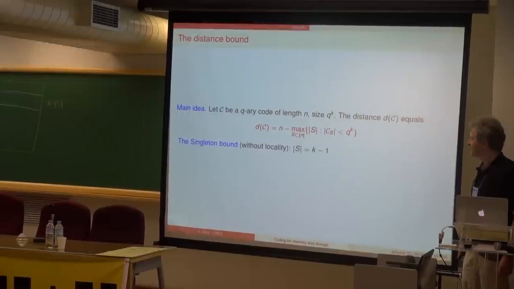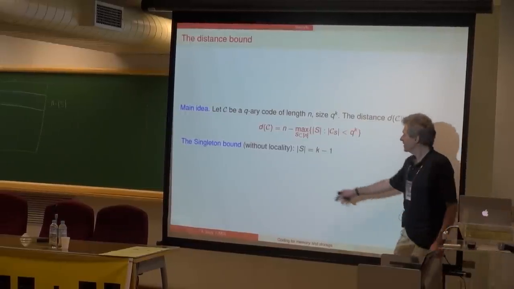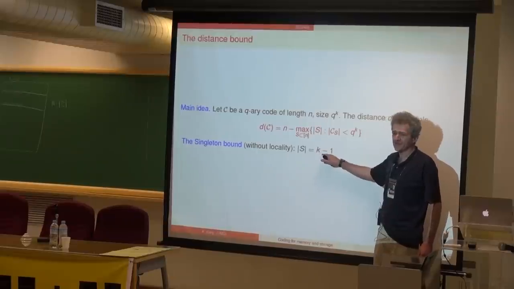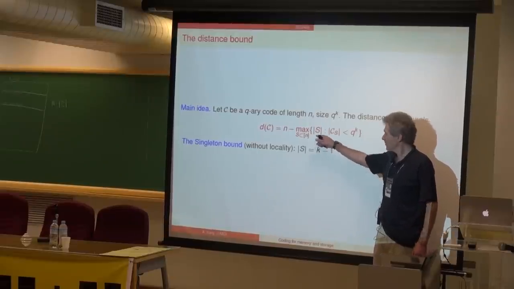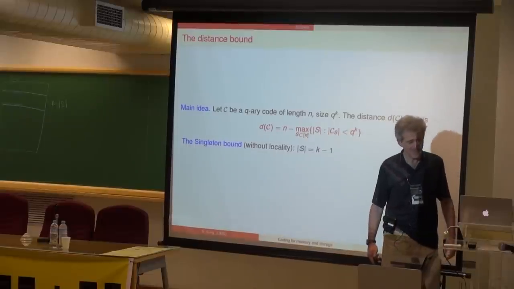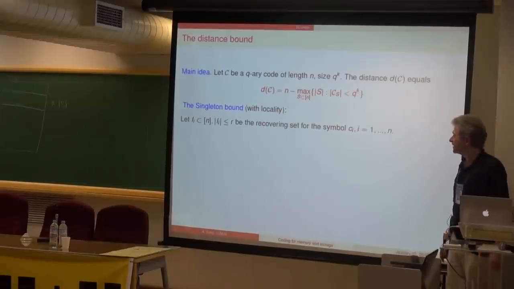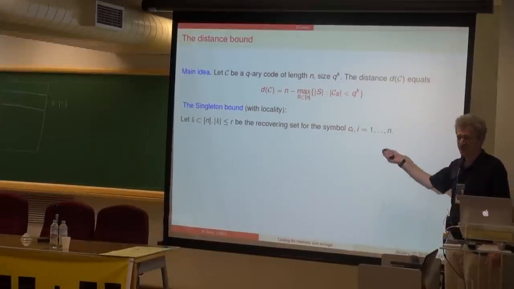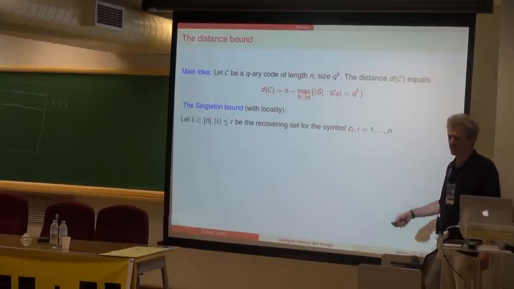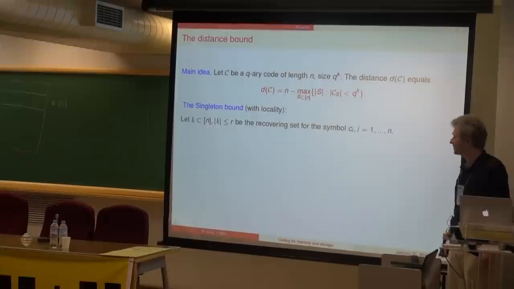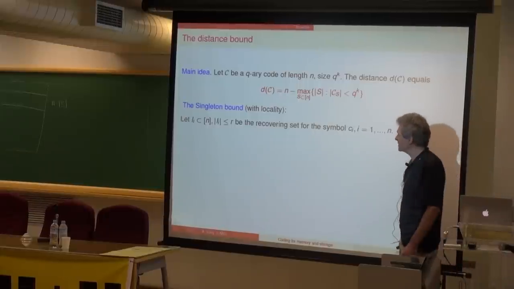The singleton bound, well, if there is no locality, then of course the max such S cannot be larger than k minus 1. And so we get n minus k plus 1. What happens if we have locality? And let's call that bound the singleton bound, even though the bound with locality is not exactly true, but it's a similar set of ideas. So the singleton bound with locality works as follows.